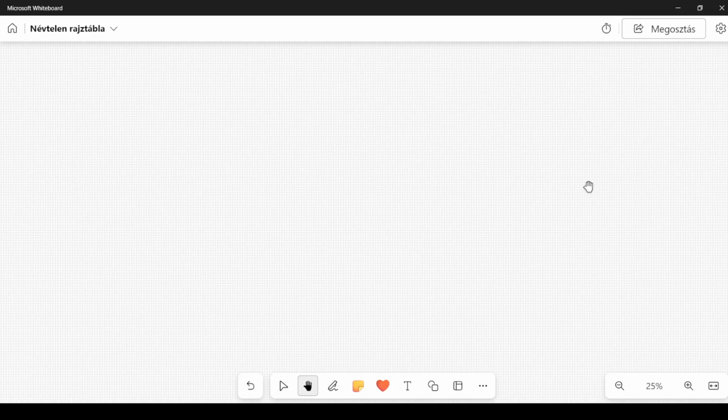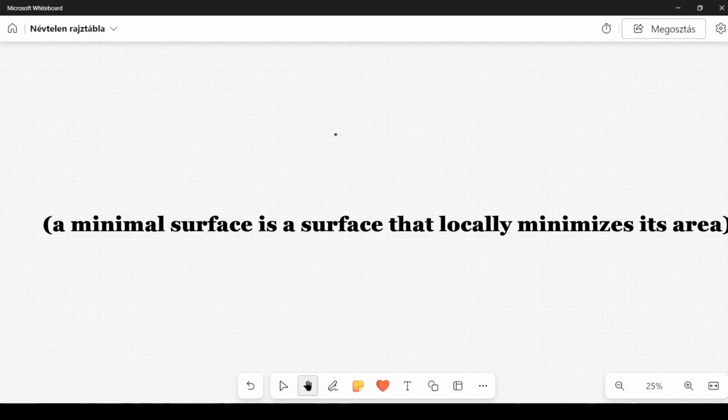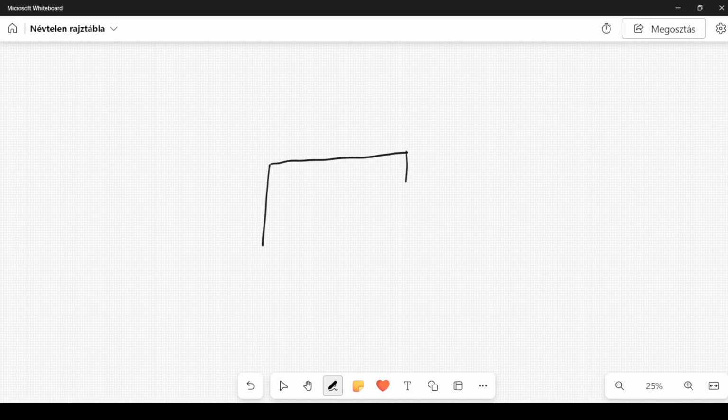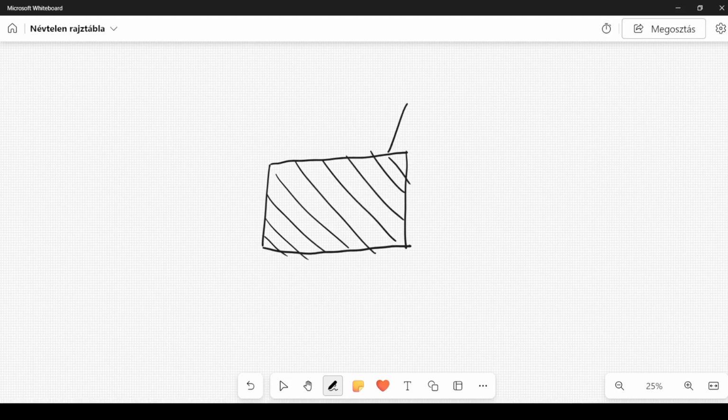Given a closed boundary and closing a surface, we want to find the minimal surface. This is an interesting problem. For example, if we are in two dimensions and we have a closed boundary, well, the obvious solution would be that this area here inside this rectangle is the area which minimizes this surface. So it's the minimal surface.